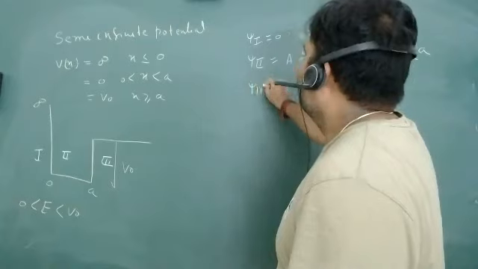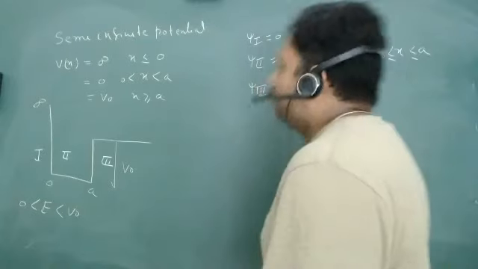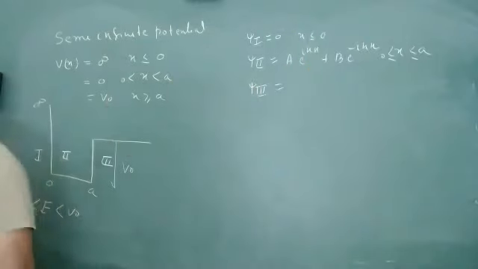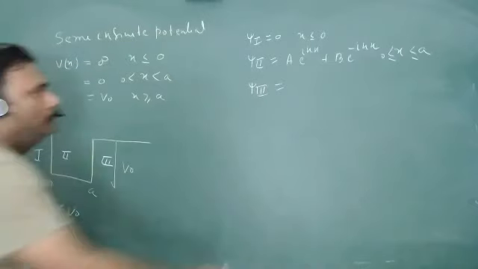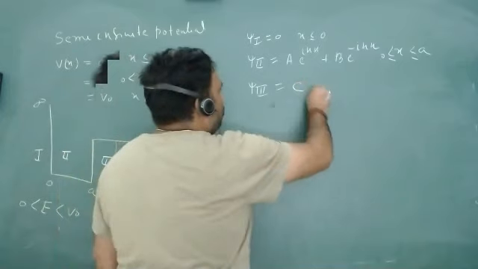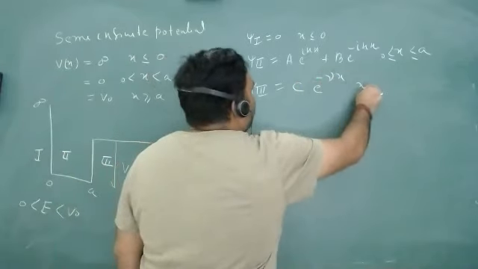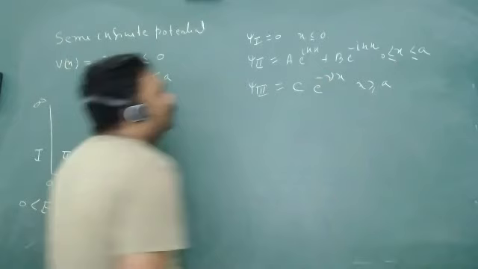What will be psi 3? Can anybody tell me? C e to the power minus gamma x. Very good. This is the classically forbidden region, C e to the power minus gamma x, for x greater than a.